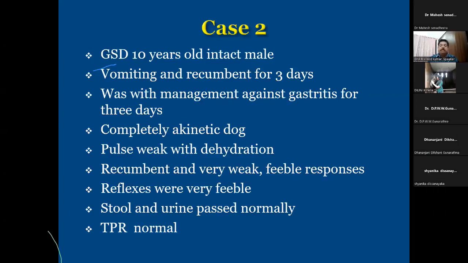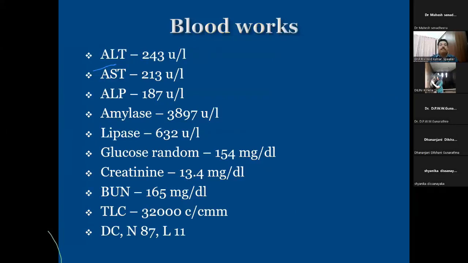Temperature, pulse, respiration were somewhat normal. ALT level was very high. AST level was very high. Alkaline phosphatase was almost normal. Amylase was extremely high. Lipase was very high. Random glucose was high. Creatinine was very high.